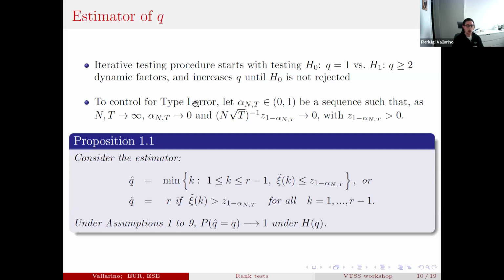So to control for type 1 error, we consider a sequence of probability levels indexed by n and T, such that it shrinks to 0 as the sample sizes are diverging, and then consider this estimator, q hat. Q hat is the smallest positive integer such that we can't reject the null of q common dynamic factors based on critical values drawn as quantiles of a standard normal, but at probability level 1 minus alpha_nT. So not 1 minus alpha anymore, but 1 minus alpha_nT. And under the same assumptions as before, we can show that this is a consistent estimator of the number of common dynamic factors.